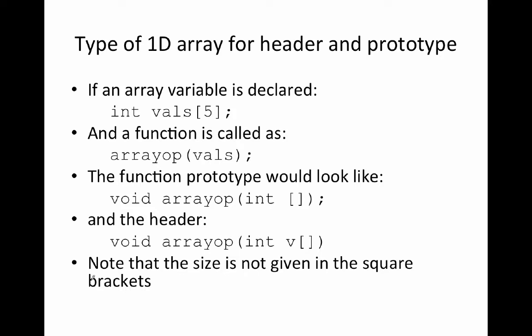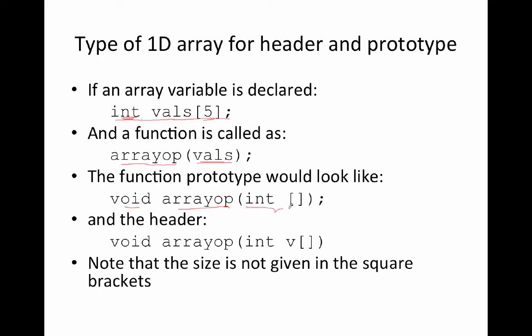So this is what it would look like for a one-dimensional array. If we have an array variable declared in this way, we've declared a variable vals to be an array that has 5 integer elements, and we have a function array op, and we pass this array to it. Here's what the function prototype would look like. So let's say it's a void function, it's not returning anything. We have the name of the function, and then vals, which is declared to be an array of 5 integers.